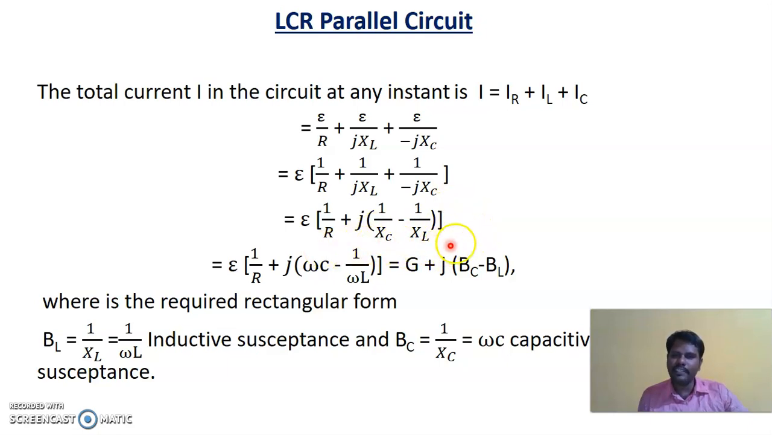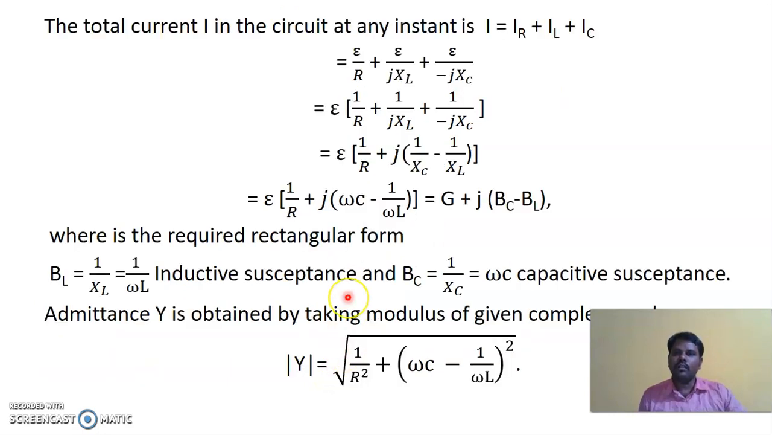This is like a complex number. It can be represented as G plus j into BC minus BL. BC is 1 over XC, which is called capacitive susceptance, and BL is equal to 1 over XL, which is called inductive susceptance. Now the total current, which we represented as G plus j into BC minus BL, is the required rectangular form.